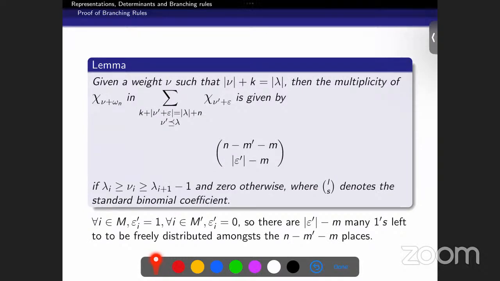And because these are free choices, let's say I have got n minus m prime many places to be filled with mod epsilon minus m many things. In how many ways can I do that? It's exactly this choice. This is the binomial choice over here, right? So this is just a simple counting argument as to what is the freedom that we have and how many we can freely fill over there. And this is the final answer.